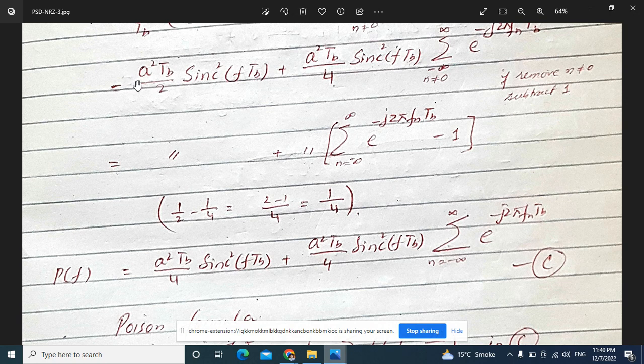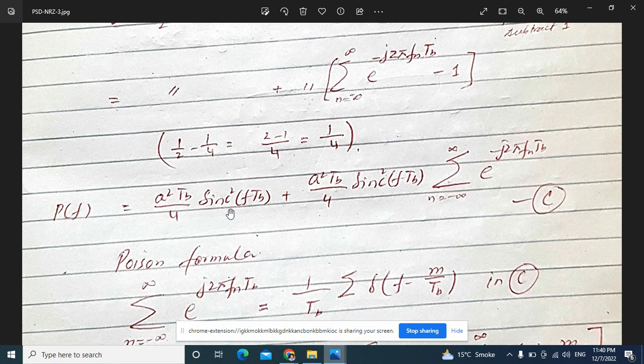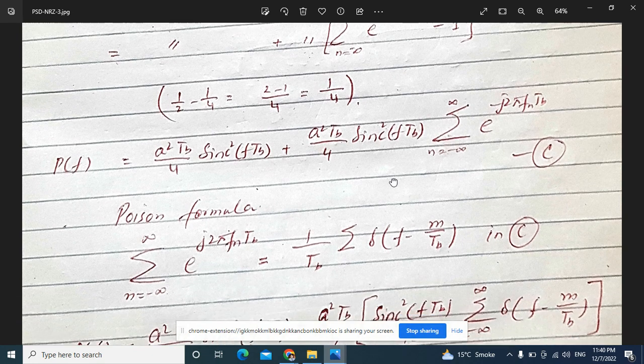Like it is 1 by 2, it will be minus 1 by 4. So you can say 1 by 2 minus 1 by 4, the LCM is 4, so 2 minus 1 by 4, the LCM is 1 by 4. So that is why you can simplify this term in this format, like A square Tb by 4 sin square f Tb plus A square Tb by 4 sin square f Tb, and then multiplied by e raised to minus j2 pi f n Tb.